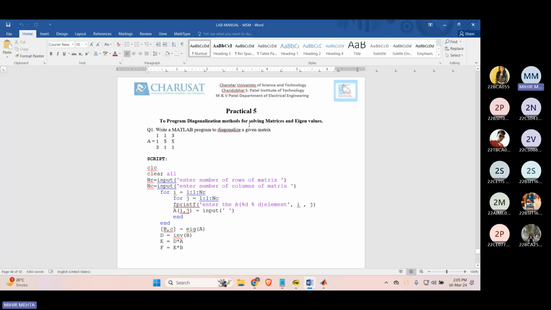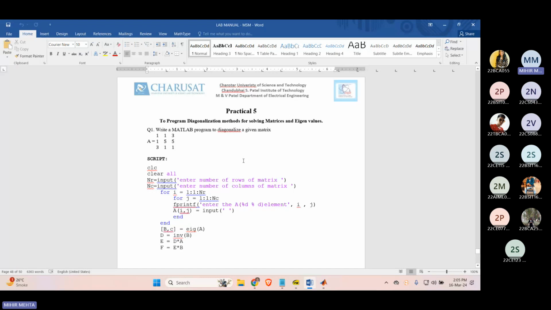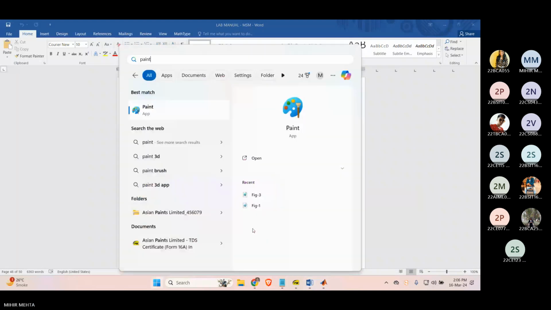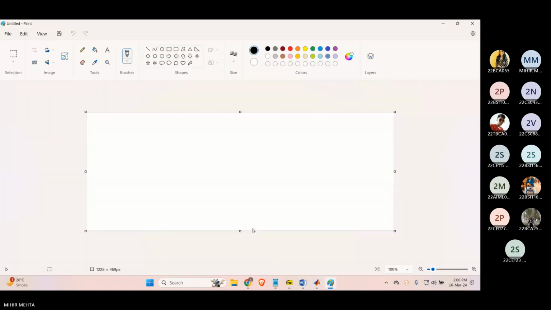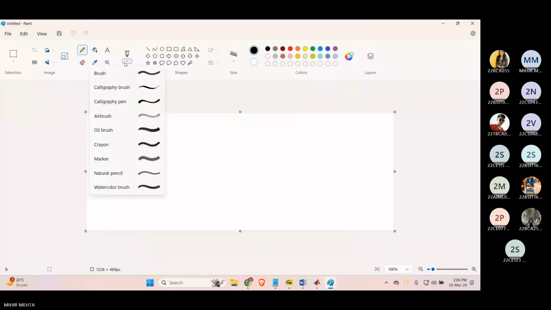So, does anyone recollect what is diagonalization? Diagonalization method for solving matrix. Is anyone aware about this? Yes, no? No, sir. Okay, fine.